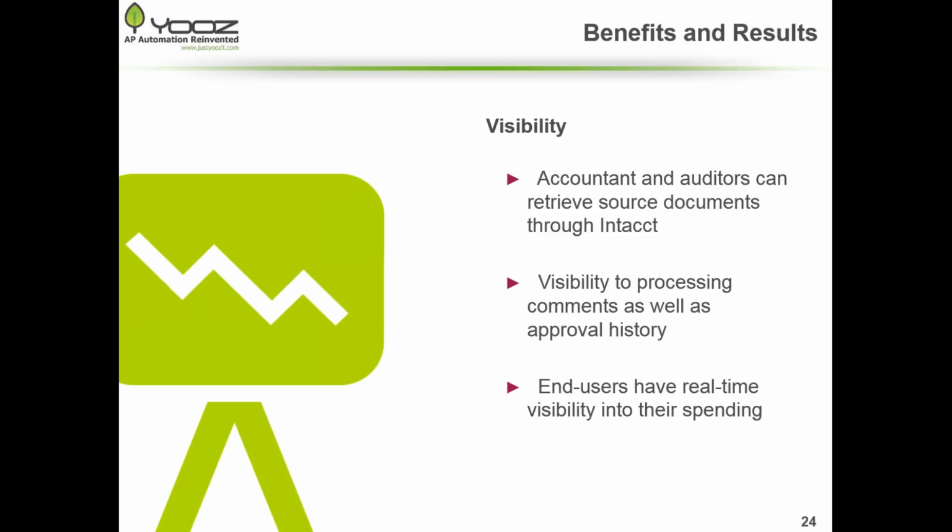Visibility to processing comments as well as approval history. Approval history, I'm not going to go through that again, that's what I've just told you. Comments, you can leave a comment on a document that is going to be available for anyone down the workflow, or anyone who is searching for that document later on down the line. And end users are going to have real-time visibility on their spending. So the invoice is going through the system. We also have a budget functionality. What budget is left, we're going to be able to track all of that in the system.